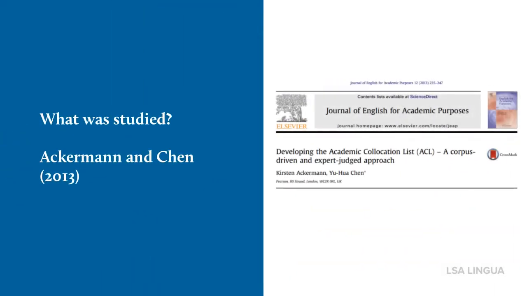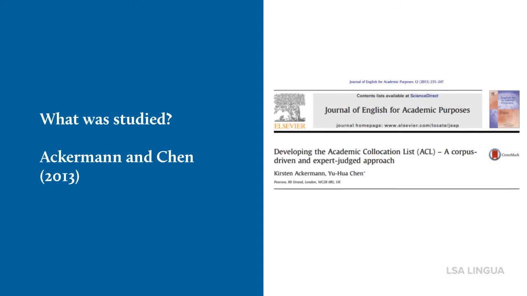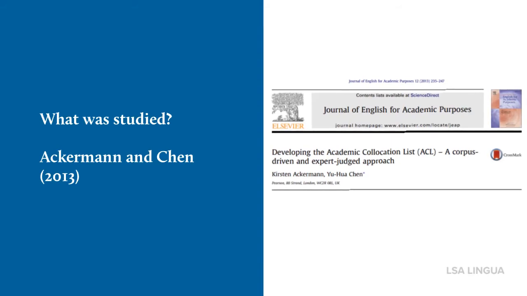So the work was published in the year 2013 in the Journal of English for Academic Purposes, titled Developing the Academic Collocation List: A Corpus-Driven and Expert-Judged Approach, by Ackermann and Chen.